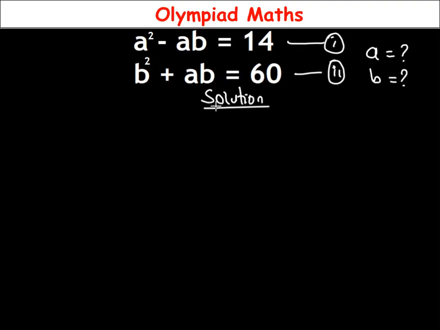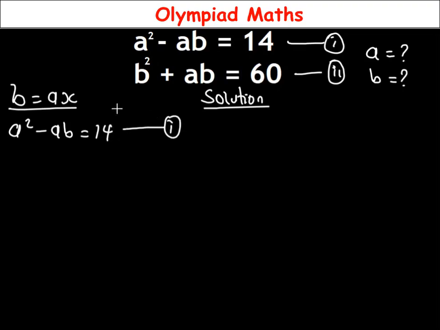The first thing we're going to do is suppose that b is equal to ax. Let's assume that b equals ax, and then we'll substitute the value of b into the two equations. So from equation 1, we have a squared minus ab is equal to 14, right? So a squared then minus a times b, which becomes ax, is equal to 14.